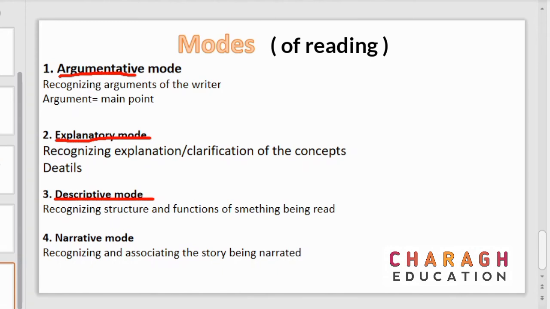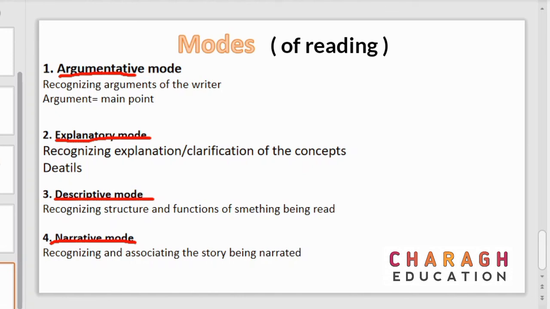The next mood of study or reading is narrative mood. In this mood of study, you do not pay attention to structure of something. You are not bothered about structure and function, nor do you want to clarify yourself. You just read in this mood to understand the story. Now story refers to a fable, or you can say a set of events.